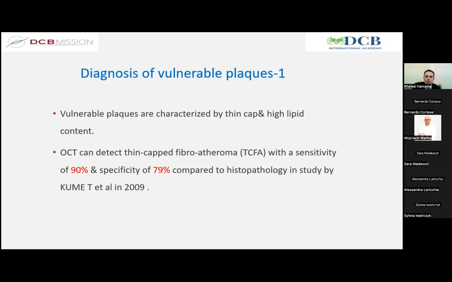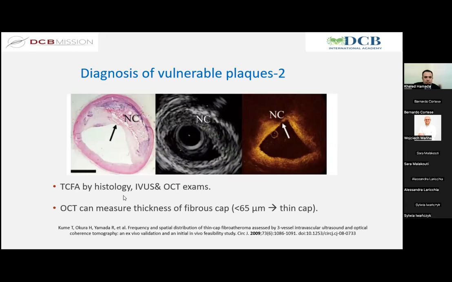Thank you. I have a slide about the eruptive calcific nodule later. All right, great. So as we were saying, the OCT can detect the thin-capped fibroatheroma with a sensitivity of 90% and specificity of 79% compared to histopathology. This is the thin-capped fibroatheroma by histology, IVUS, and OCT exam. As we mentioned before, the OCT has high resolution, so it can measure the thickness of the fibrous cap overlying the atheroma. Less than 65 micrometers is defined as thin cap.